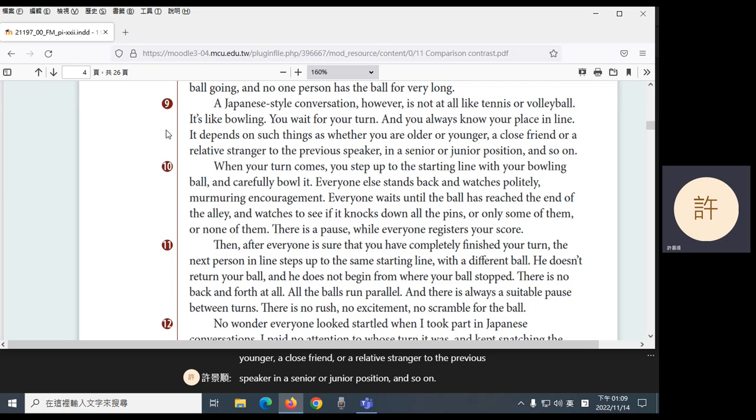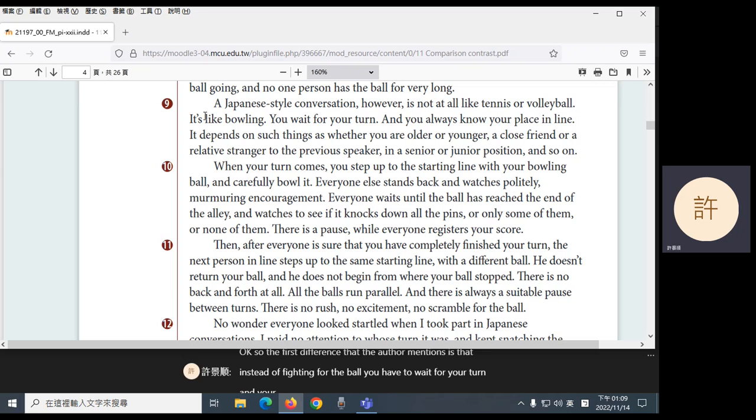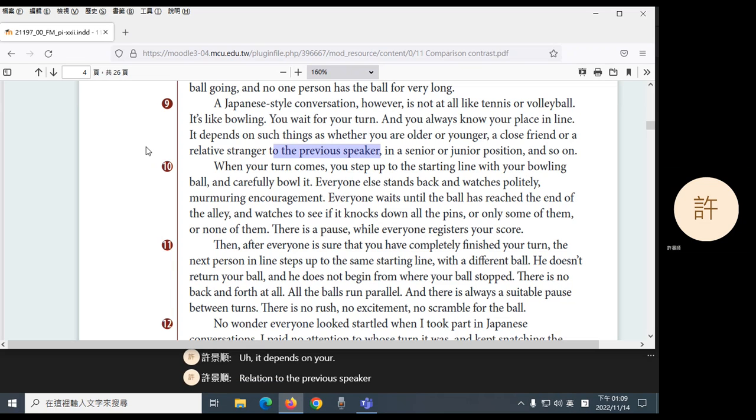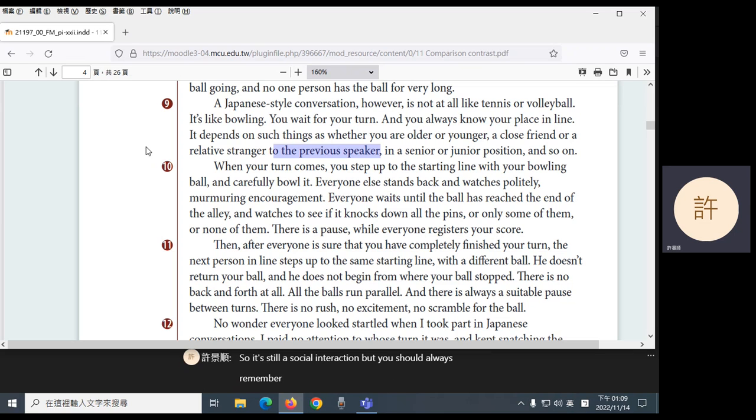Okay, so the first difference that the author mentions is that instead of fighting for the ball, you have to wait for your turn. And your turn depends on your relation to the previous speaker. So it's still a social interaction, but you should always remember what your relationship is with the other people in the conversation.